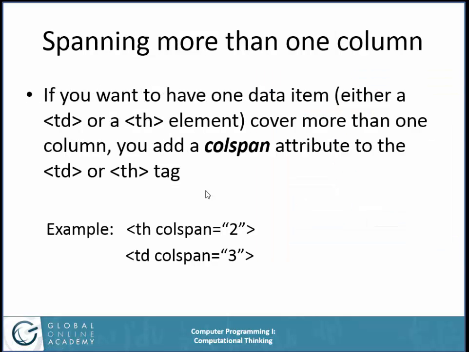Now, how about if I have data that I want to have cross more than one column? Whether it's a table data element or a table heading element, if I add a column span attribute to either the table header or table data tag, if I put colspan equals 2, whatever I've got from here until the /th will fill up 2 columns. And whatever I have in this data element will fill up 3 columns. Normally, each header or data uses up 1 column. This one says, I'm only giving you 1 set of text, but make it cross 2 columns. Make it cross 3 columns.